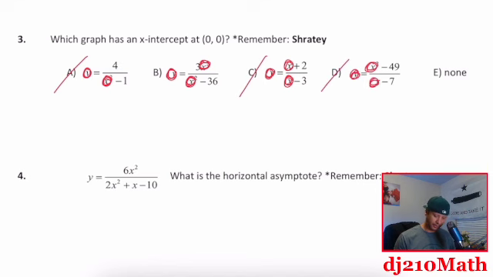None, that doesn't even make sense. Well, I guess none would be none of these. So that doesn't make sense because B is correct. Right, 0 over any number is 0. Any number over 0 is undefined. But in this case, 0 over a number is 0.